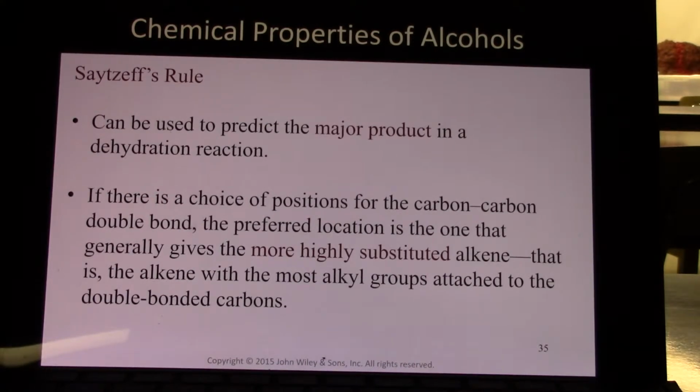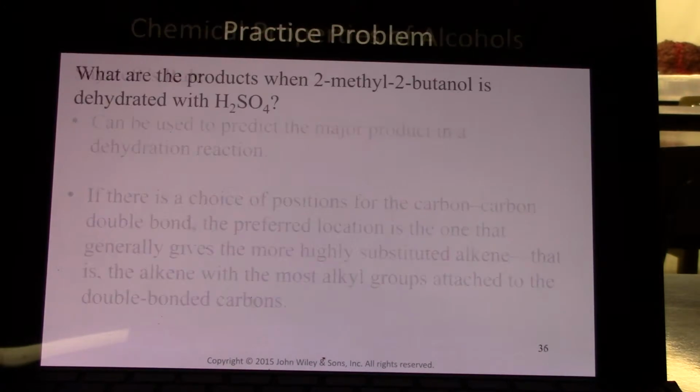And that's Zaitsev's rule. It can be used to predict the major product in a dehydration reaction. If there is a choice of positions for the carbon-carbon double bond, the preferred location is the one that generally gives the more highly substituted alkene. That is the alkene with the most alkyl or carbon-based groups, organic groups, attached to the double bonded carbons. That will be your major product. You'll always have a few percent of the minor product, but this will be the major product.